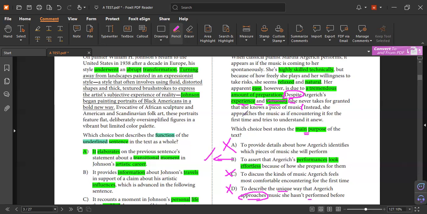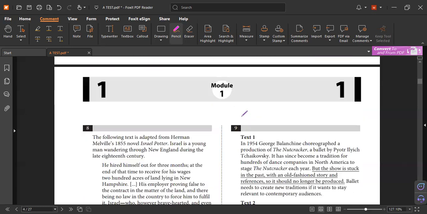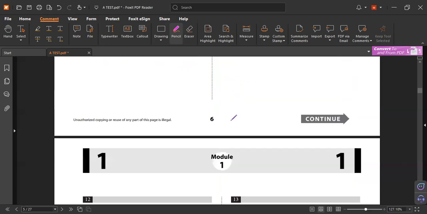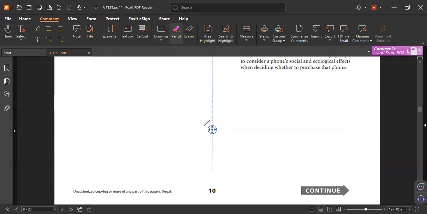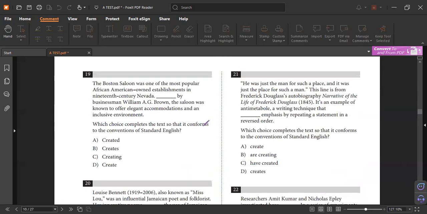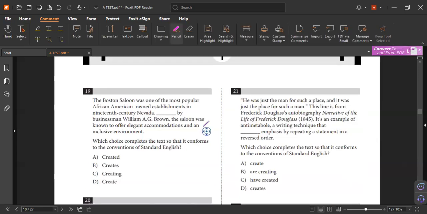So you did it. And now we are going to do something easy for the writing and language. Now for number 19, take your time.